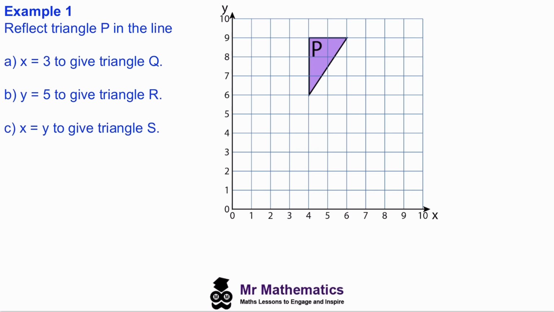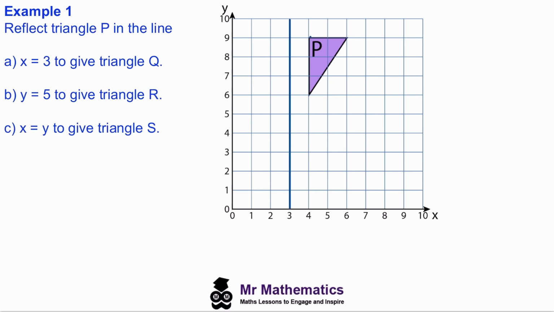So in our first question, we've been asked to reflect triangle P in the line x equals 3. When we reflect an object, we flip it over the mirror line. And we're told that the mirror line in question A is x equals 3. So we need to draw on this line. This means that the x value of our line must always be 3. So the y value will change, but the x value will always be 3. So we'll have this vertical line here.